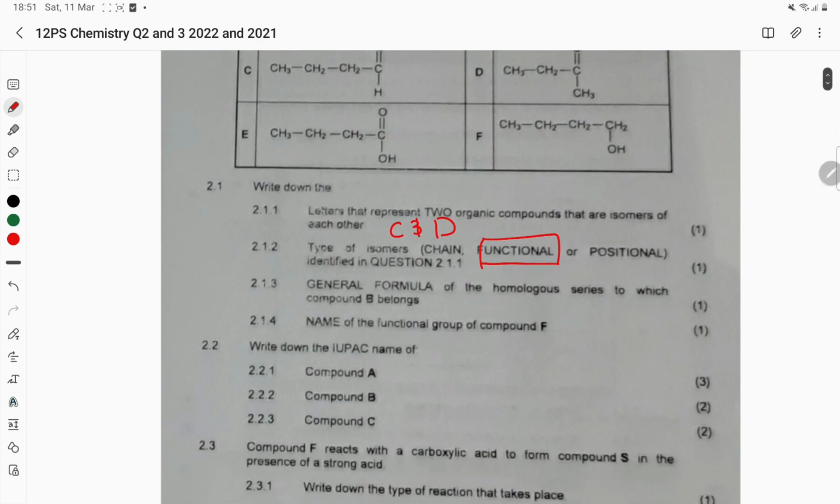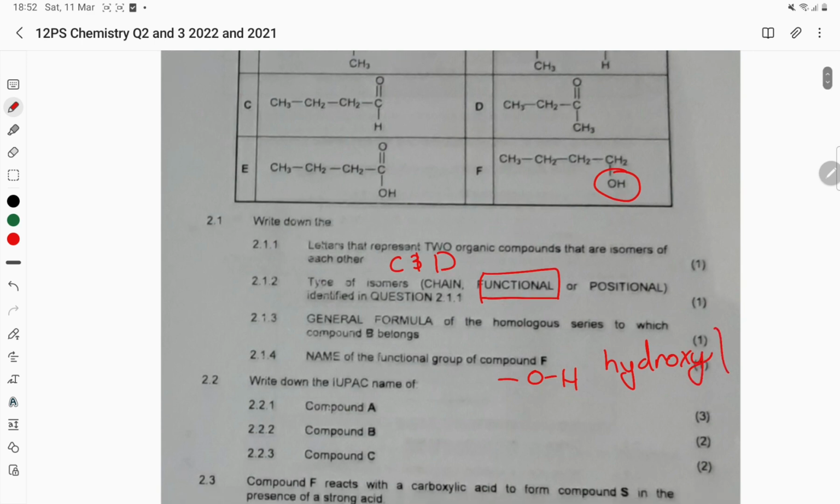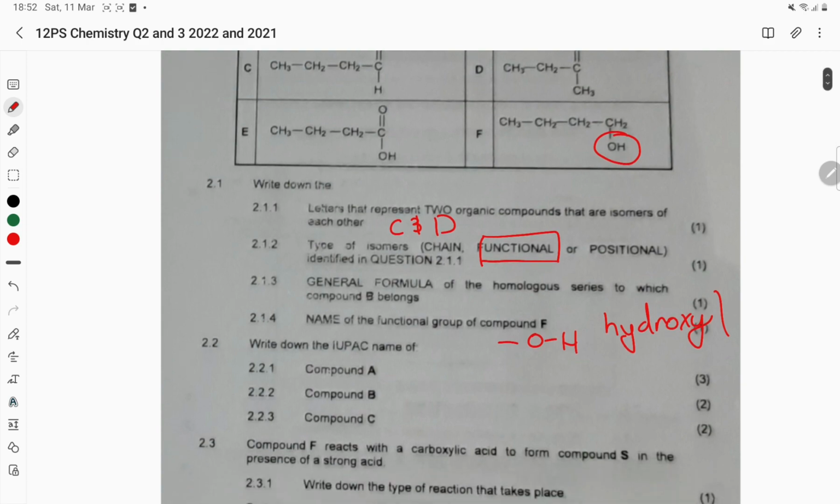Name the functional group for F. Look at F, there it is, it's an alcohol, but careful, don't write alcohol. The functional group is this OH part here, and that thing is called a hydroxyl. It's a hydroxyl group, so just watch out for that, the hydroxyl group, OH.